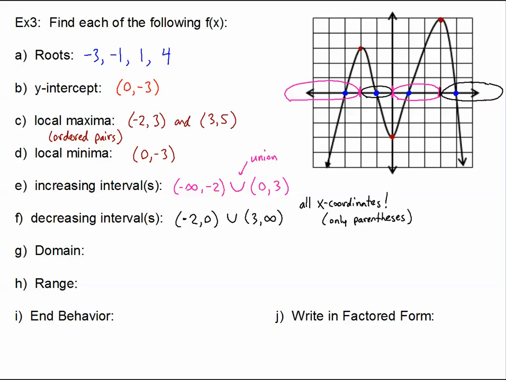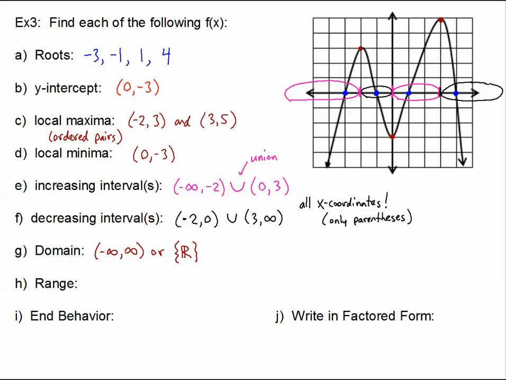Okay, let's talk domain. Domain is all your x values. And I know that this arrow is pointing all the way to the left, and this arrow is pointing all the way to the right, and we have everything in between. Our domain, like every other polynomial, is all reals. You can say negative infinity to positive infinity, or you can say the set of the real numbers. The little braces there.